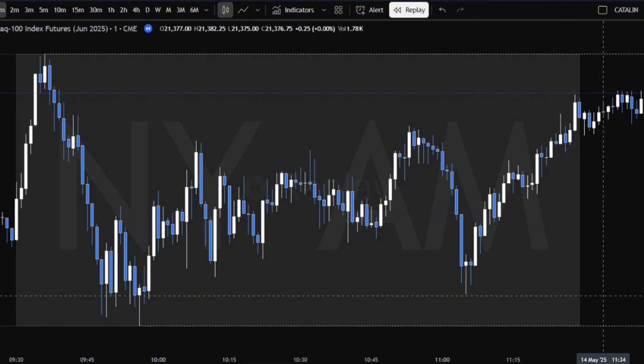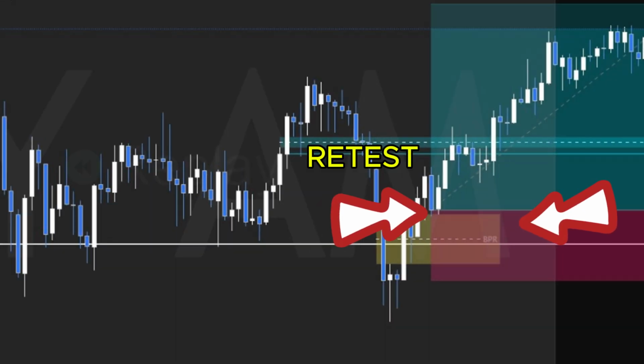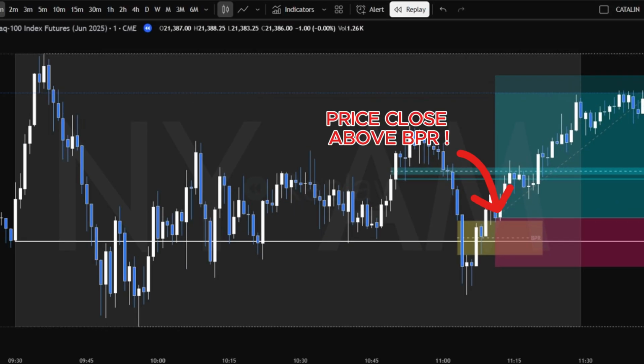Right after the sweep, price traded above a short-term range, closing above a balanced price range, or BPR. That's my confirmation that the market is potentially shifting. I waited for the retest of that BPR zone, and when it held, I went long. This entire setup was in line with my strategy: SMT to liquidity grab to confirmation through BPR to entry on retest.